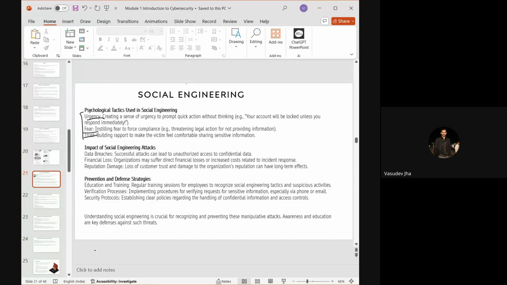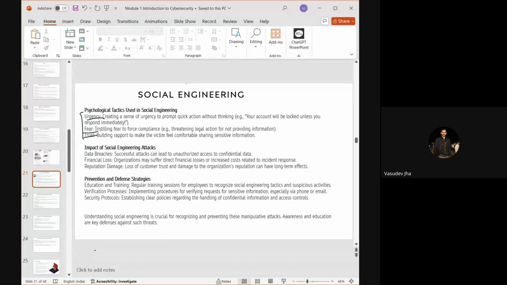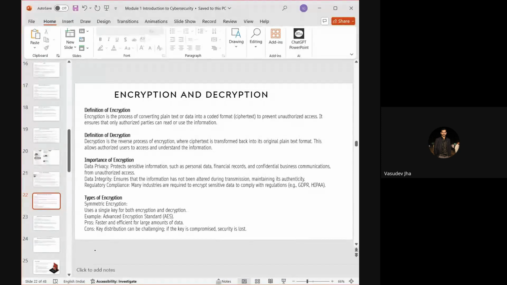Now this is one aspect where we have talked about social engineering. Now we need to understand that first we have active and passive attacks. Active attack and passive attack are both technical. Then we have social engineering, which is non-technical and more focused on the psychology of humans. Then we have something known as encryption and decryption.